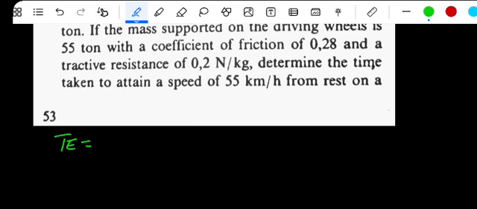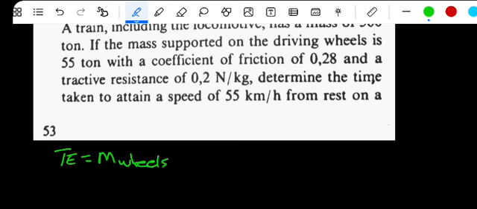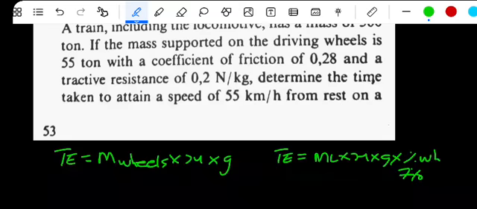Your TE will be the mass on the wheels multiplied by coefficient, multiplied by gravity. Also, there's this one we've discussed, the mass of the locomotive multiplied by coefficient, multiplied by gravity, multiplied by the percentage on wheels, if you've been given the percentage. But if you've been given the mass on the driving wheel, use this one.